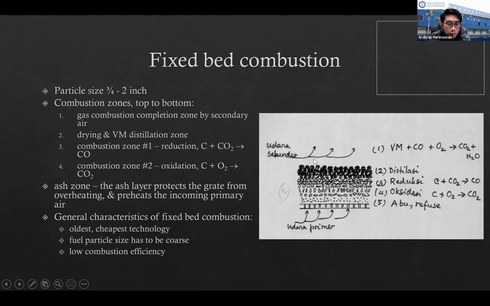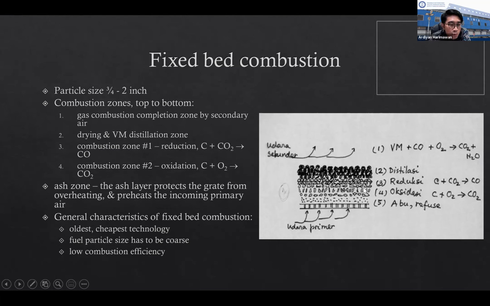So the combustion happens, and basically in a fixed bed you will have 4 different zones from top to bottom regarding the combustion. The first one we call the gas combustion completion zone. It's basically the reaction of VM, the volatile matter, with carbon dioxide, carbon monoxide, and oxygen to form carbon dioxide and water.